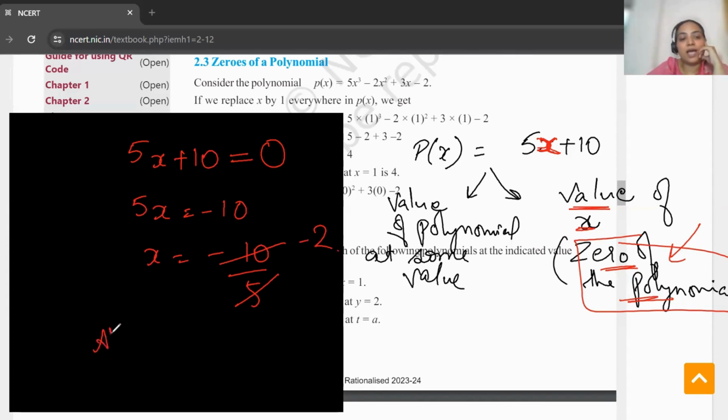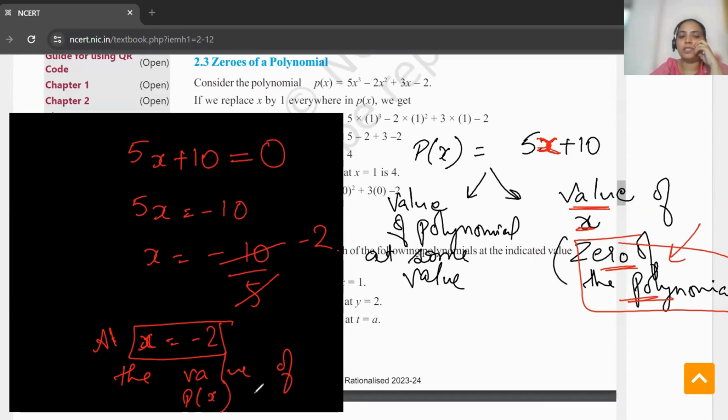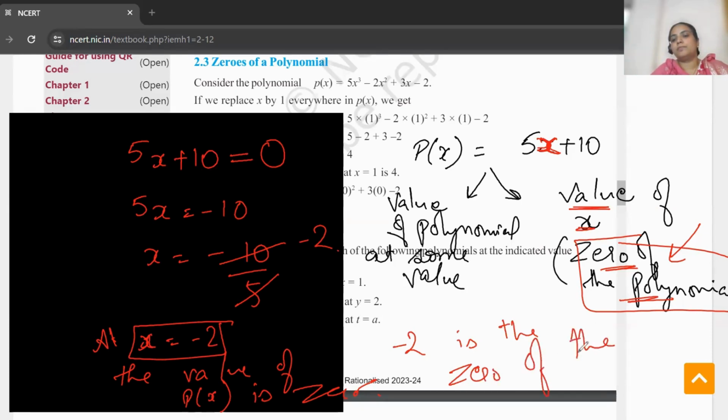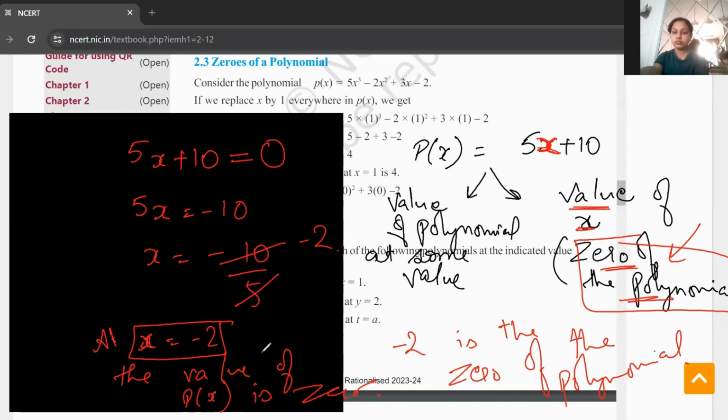So that means at x equals to minus 2, the value of p of x is 0. Understood or not, beta? Or I can conclude it as minus 2 is the 0 of the polynomial. Understood, bacha, or not? Yes, ma'am. Clear? Okay. Write this down quickly in your notebook. I am giving you 2 minutes writing time.